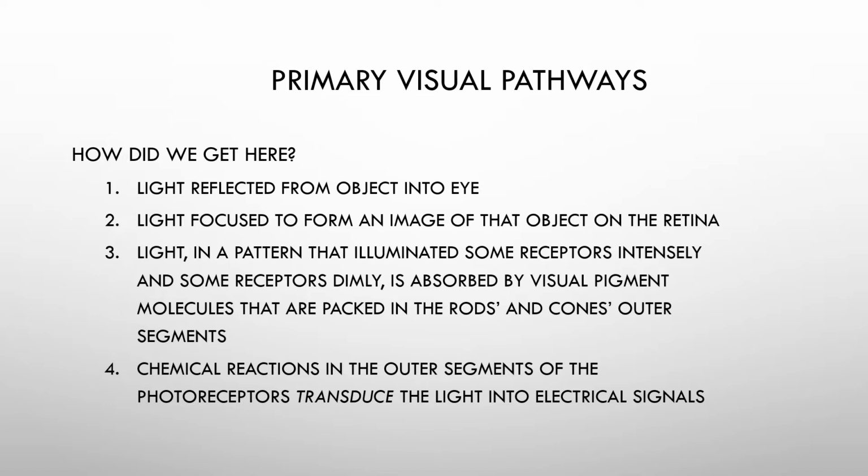So, light reflected from an object into the eye, light focused to form an image of that object on the retina. That light in a pattern that illuminated some receptors intensely, others more dimly, is absorbed by those visual pigment molecules that are packed in the rods and the cones in their outer segments. There are chemical reactions in the outer segments of those photoreceptors, and they transduce the light into electrical signals.